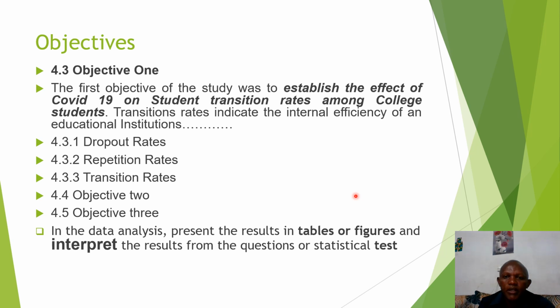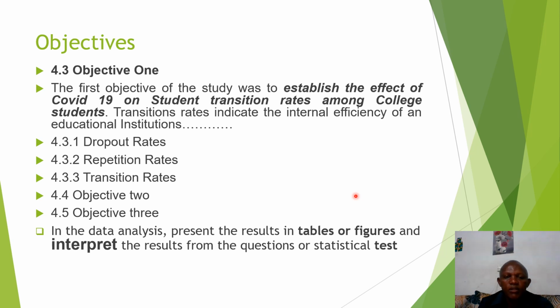Now, transition rates can be a function of many things. One of the primary indicators of transition rates would be dropout rates, repetition rates, and transition rates themselves. So somebody would want to go through and find out what you discussed. What were the dropout rates? How many students were unable to move to second year or to third year because of COVID-19?